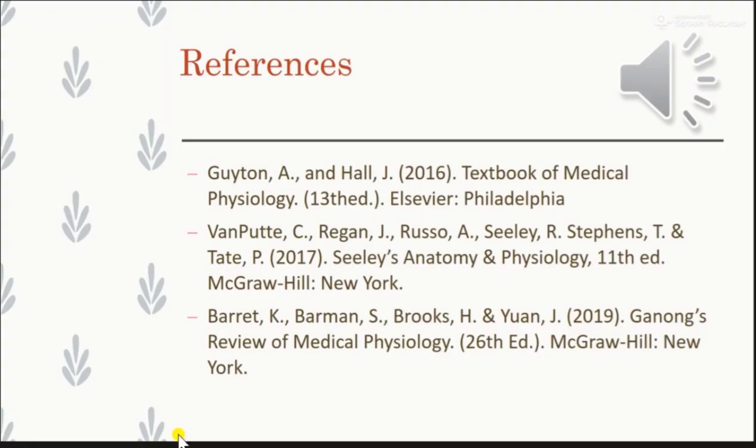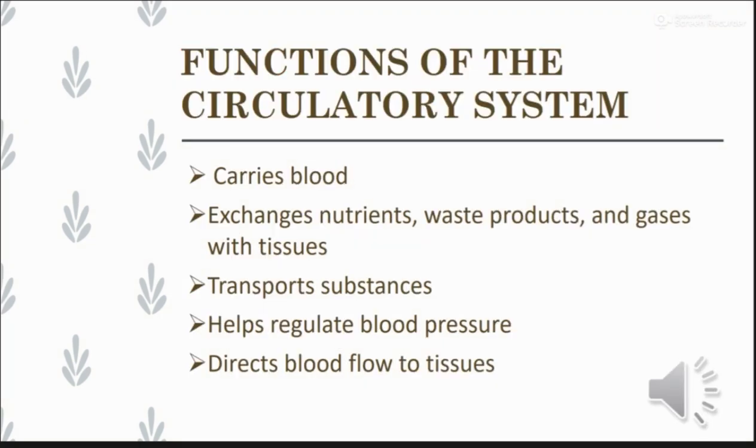This is the references used and a lot more, which is also included in your student guide. So we have five functions of our circulatory system. The first one is it carries blood. So we know that the blood vessels, arteries and veins, carry blood from the heart to the body tissues. Exchange of nutrients, waste products and gases with tissues.